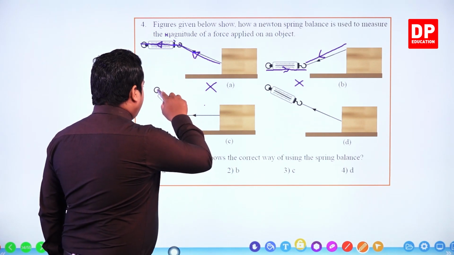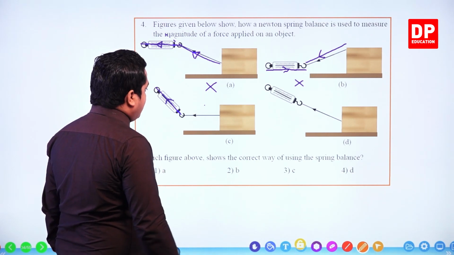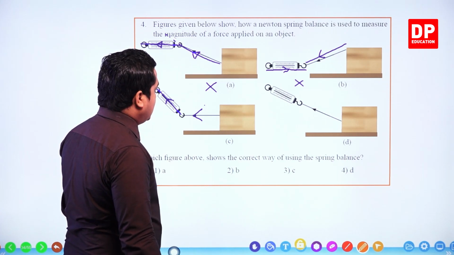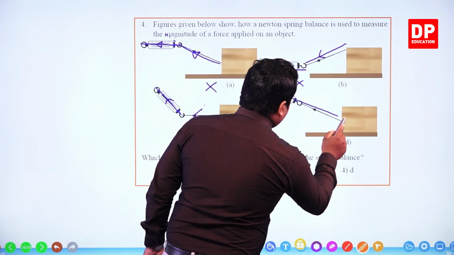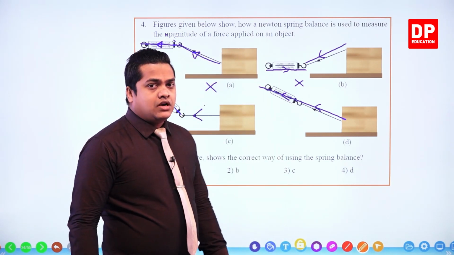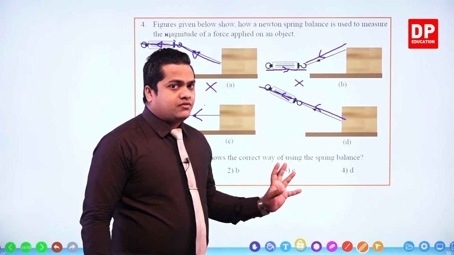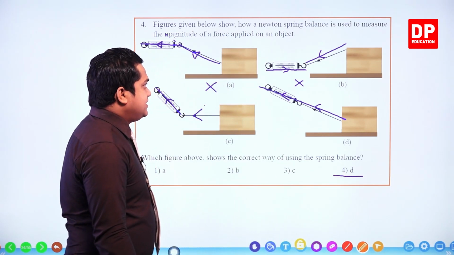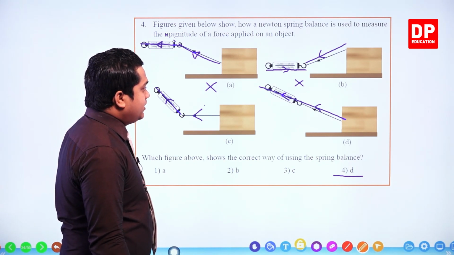Number three. The third one is also the same. This is the direction of the spring balance and this is the direction of the force which is applied, or the direction of moving. So that is also incorrect. But if you check the fourth one, it's aligning in a straight line. Both the force applied by the spring balance and the motion are in the same direction. So the correct one which can be used to measure the force here is the fourth one, which is D. D is the answer.